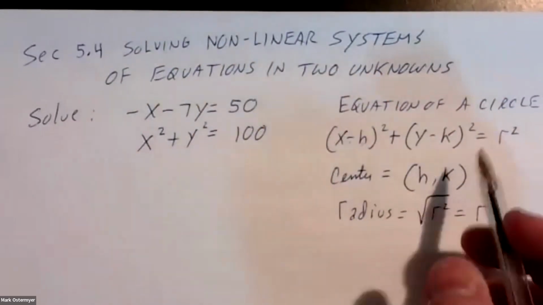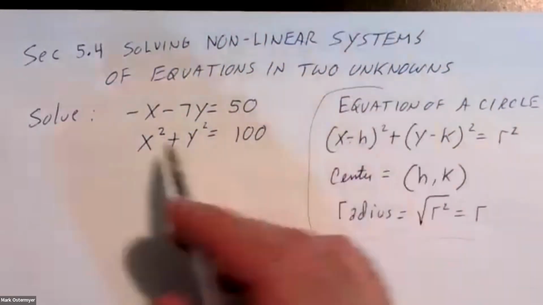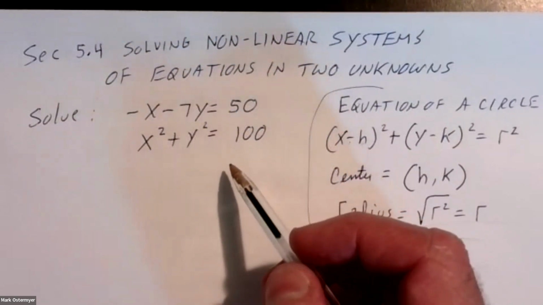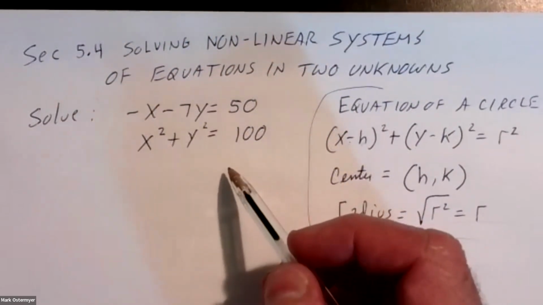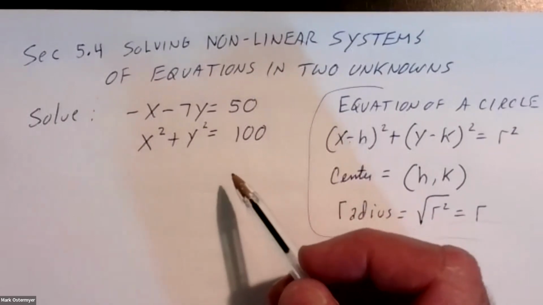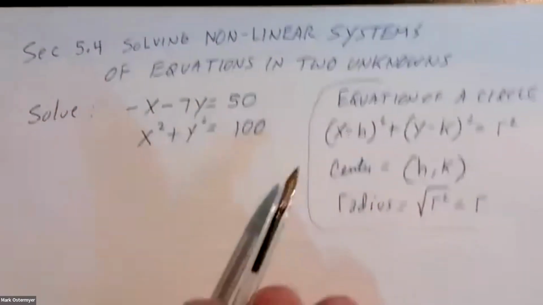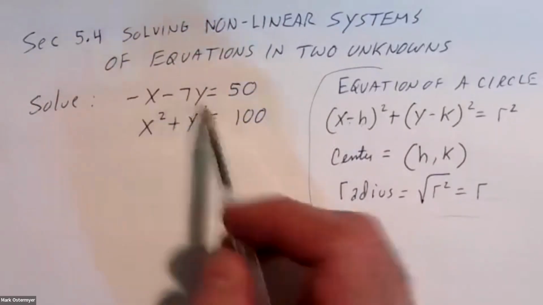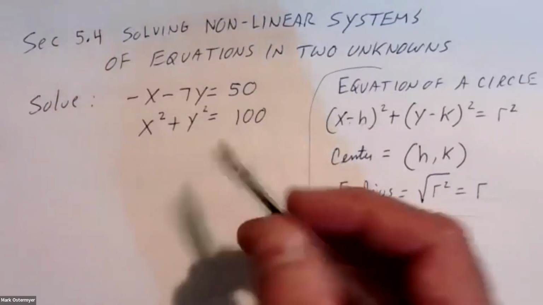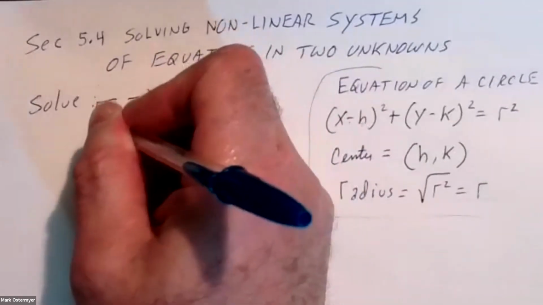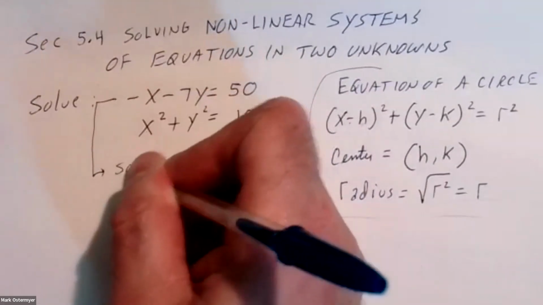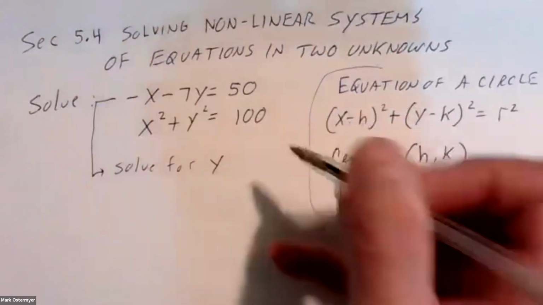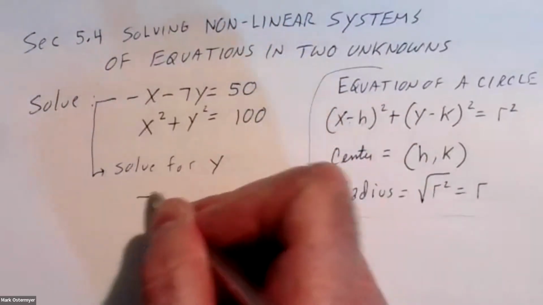All right. Now, to solve this system, we could use either the elimination or the substitution method, but the elimination method is not really going to work here at all. So we really should lean towards the substitution method. I'm going to take one of these equations and solve it for one of my variables. I'm going to take my first equation and solve for y. To do that, I add x to both sides.